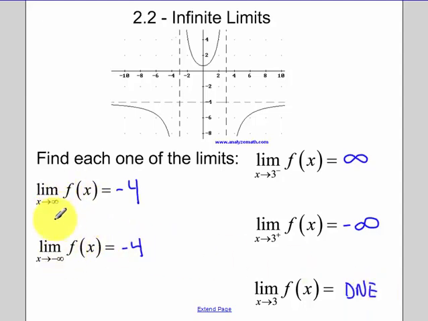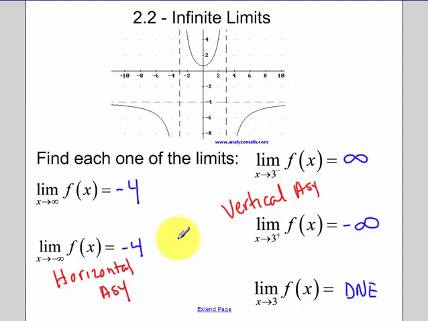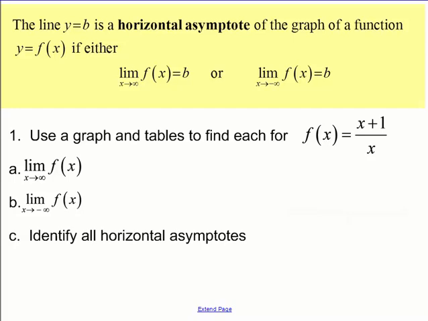So when you're looking at when x goes to positive or negative infinity, what you're looking for is a horizontal asymptote. And when you're looking at left and right sided, this is going to be a vertical asymptote. Okay, so different types of asymptotes when we're talking about infinite limits. A line is a horizontal asymptote, I should say, if your limit approaches the same value from the left and the right.